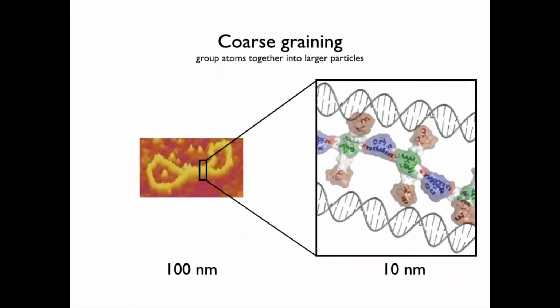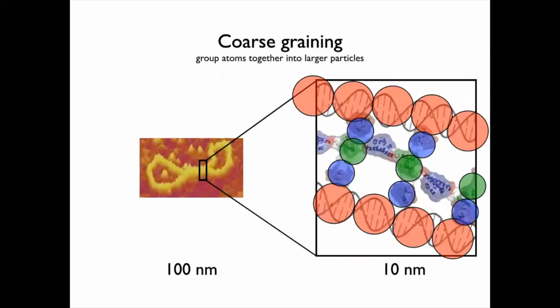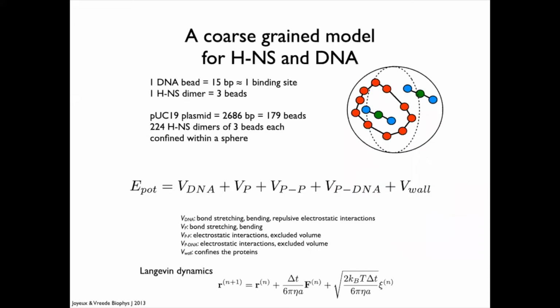Well, one way that we can do is basically lump groups of atoms together and then describe them by bigger particles with effective potentials between these particles. And this is one way. We can then have one binding site as 1 particle and the protein as 3 particles. And a while ago, I developed such a model.